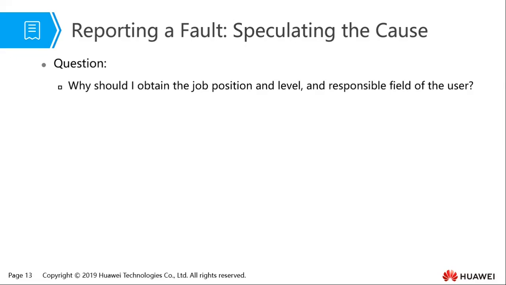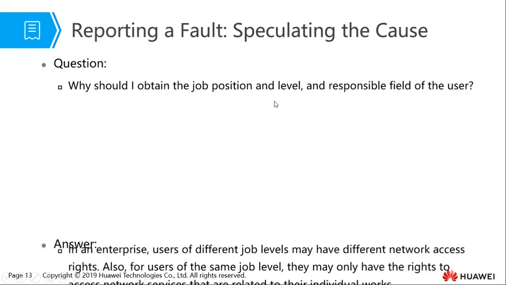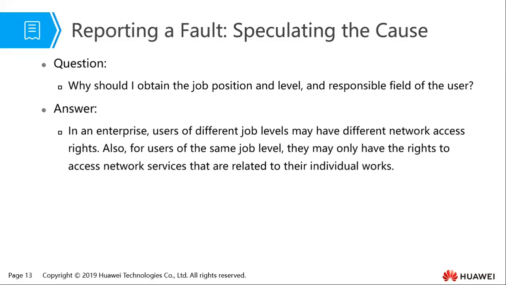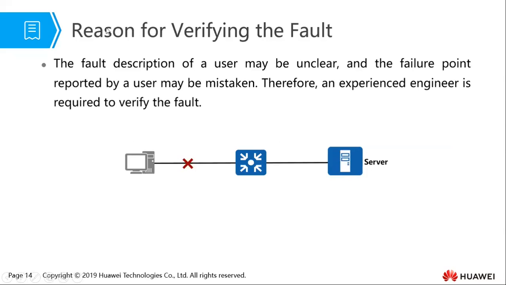Okay, so on reporting a fault, speculating the cause. We have a question here: why should I obtain the job position, level and responsible field of the user? I think I already explained that, for example, users of different job levels may have different network access rights. Users of the same job level may also only have the rights to access network services that are related to their jobs. So why do we do fault verification?